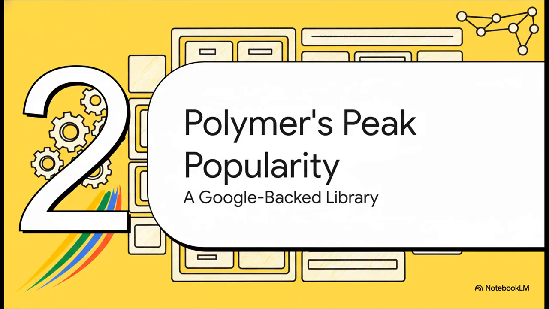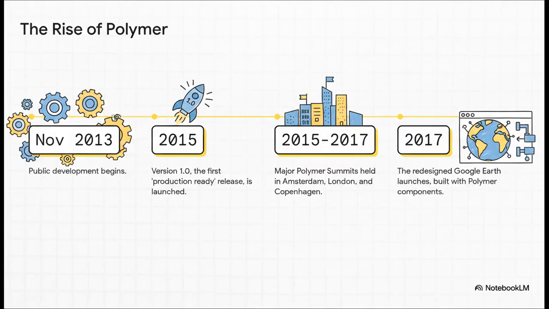So, with an idea that powerful, you can bet Polymer took off. It was backed by Google, and it pretty quickly became this major force in the web development world. This was its golden age. And the momentum just built like crazy. Development started in 2013, and by 2015, they had their first production-ready version out the door. That really lit a fire. You started seeing major developer conferences all over Europe, and it led to these huge, landmark projects, like that absolutely stunning 2017 redesign of Google Earth, all built with Polymer.